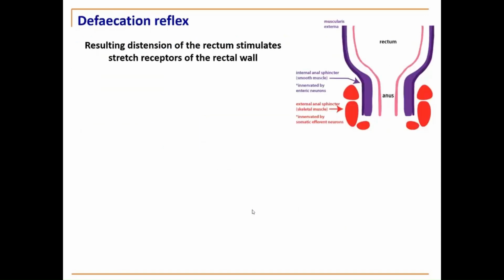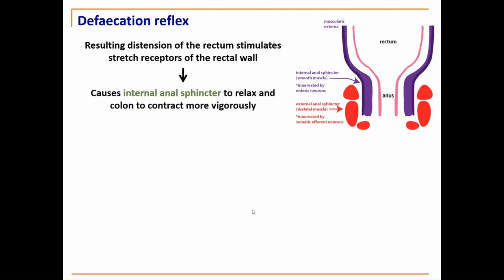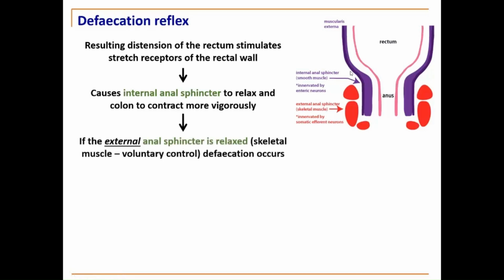So now we'll move on to the defecation reflex. And so we now know that food, or waste products, I should say, have made their way to the end of the rectum, and the resulting distension of that rectum stimulates stretch receptors of the rectal wall. This causes the internal anal sphincter, which is made up of smooth muscle and is innervated by your enteric neurons, to relax, and the colon to contract more vigorously. And this, of course, is trying to release the waste product, the feces, out of the anus.